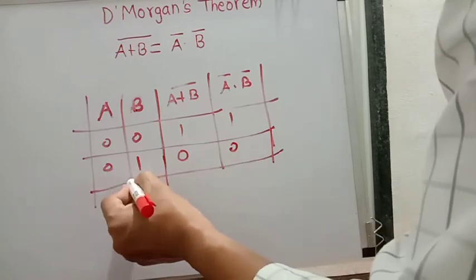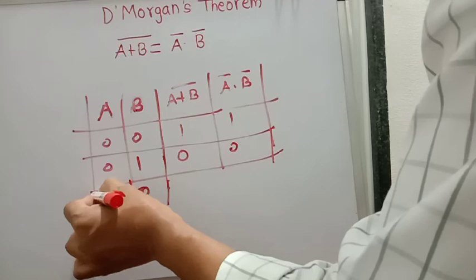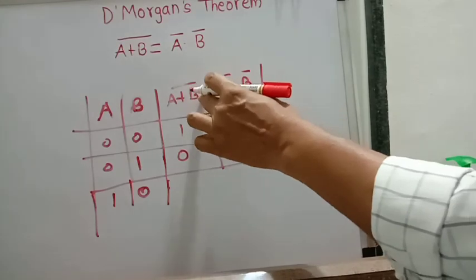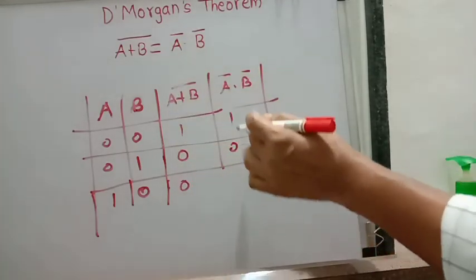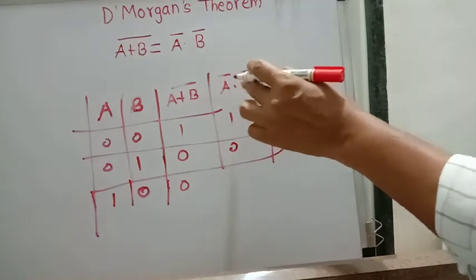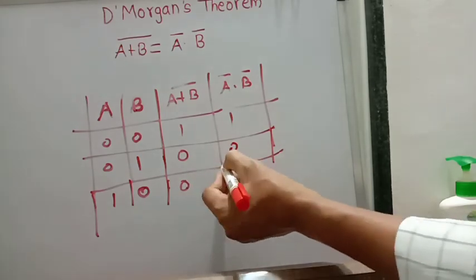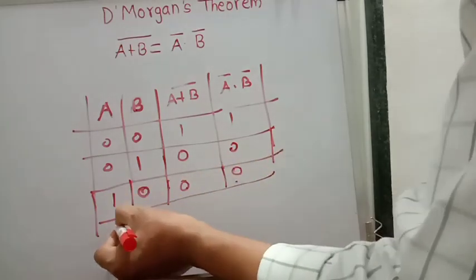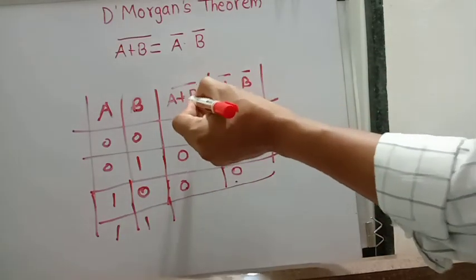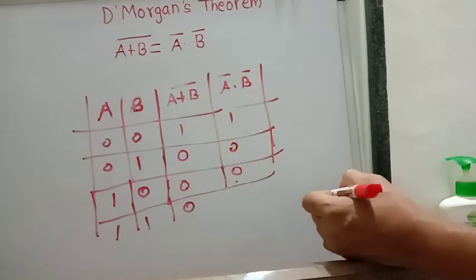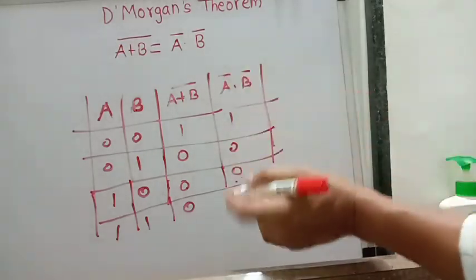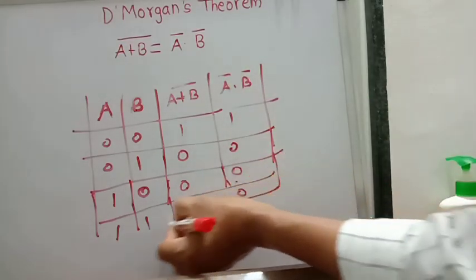For 1, 0 inputs, 1 plus 0 bar. 1 plus 0 means 1, 1 bar means 0. And here 1 bar means 0 into 0 bar means 1, so 0 into 1 is 0. LHS is equal to RHS. Then for 1, 1 condition, 1 plus 1 is 1, 1 bar means 0. And here also 1 bar means 0 into 1 bar means 0, 0 into 0 is 0. So this is the truth table.